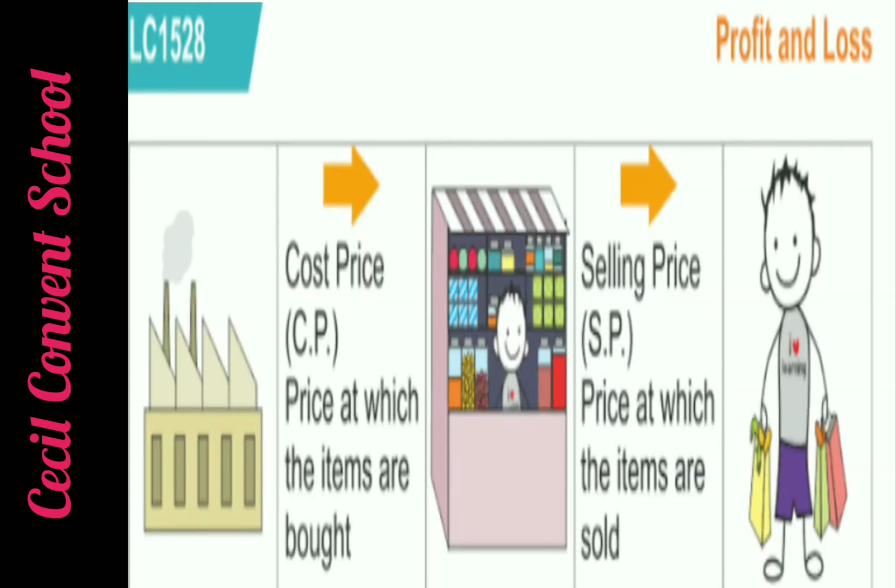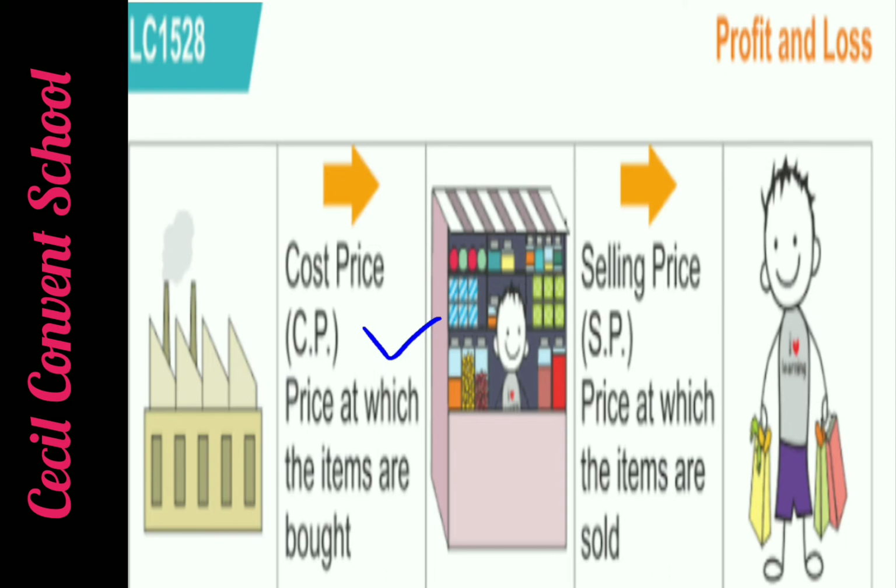So listen, first of all, I will let you know what is a cost price. Cost price, we can also use CP. CP is a short form of a cost price. When we purchase anything, we buy it. Clear? So cost price is the price at which we bought an item. Clear? We call it cost price.